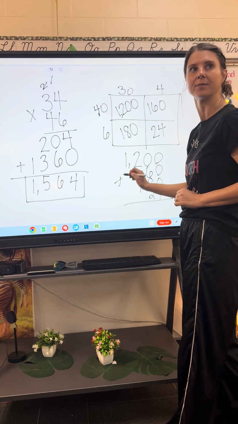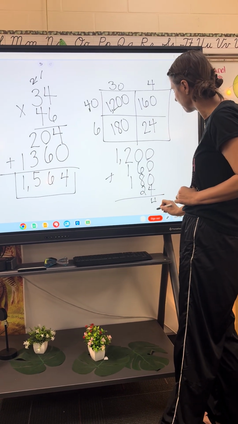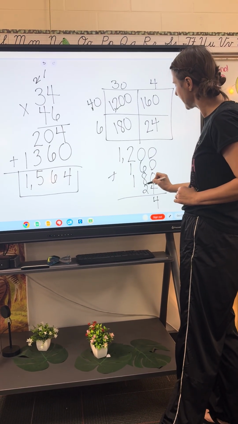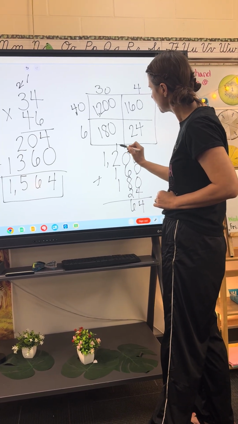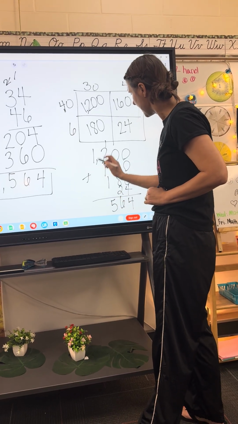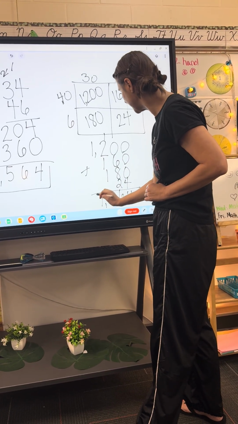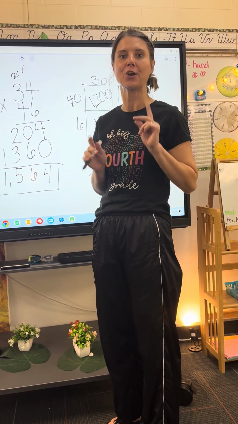Add it together. 0 plus 0 plus 0 plus 4 is 4. 8 plus 2 is 10, plus 6 is 16. Carry your 1. 2 plus 1 is 3, plus 1 is 4, plus 1 is 5. And then 1,000. So you want to make sure your numbers are correct. That's why it's important to learn both ways.